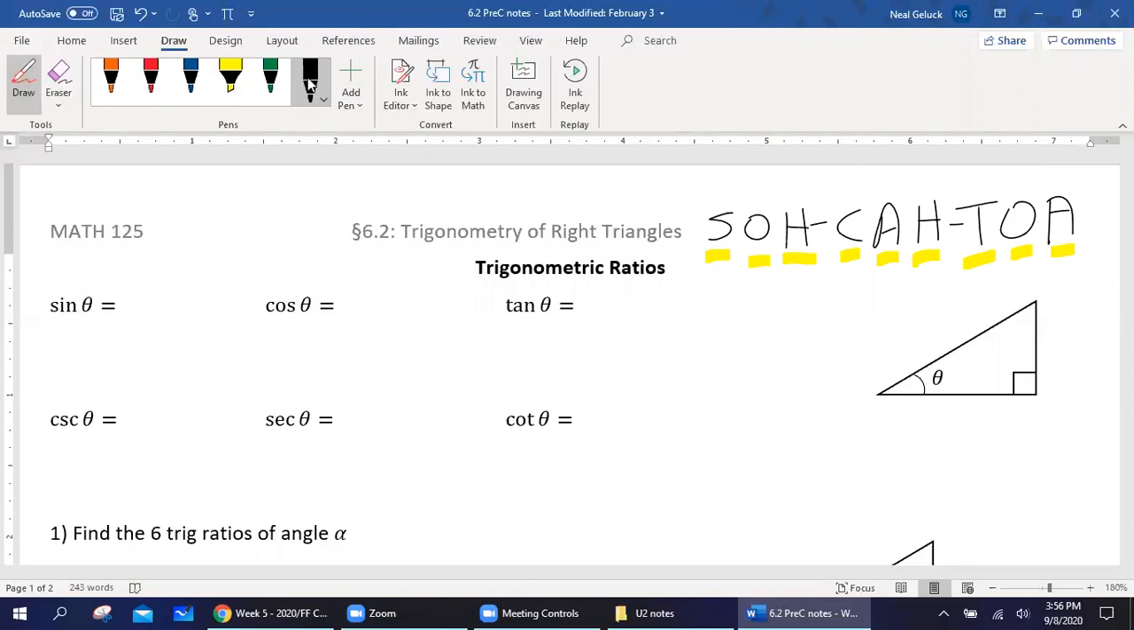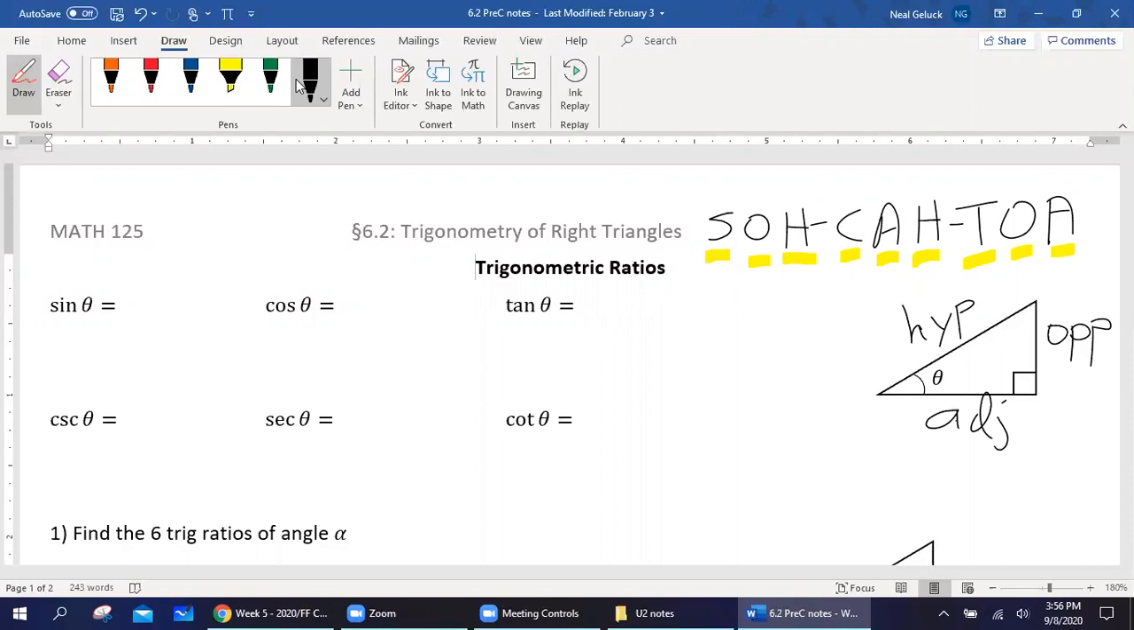Remember that when we're looking at a right triangle and we're looking at an acute angle theta, we have the opposite side, the adjacent side, and the hypotenuse. So opposite is the side of the triangle opposite the angle, adjacent is the leg that's next to it, and hypotenuse is obviously the hypotenuse.